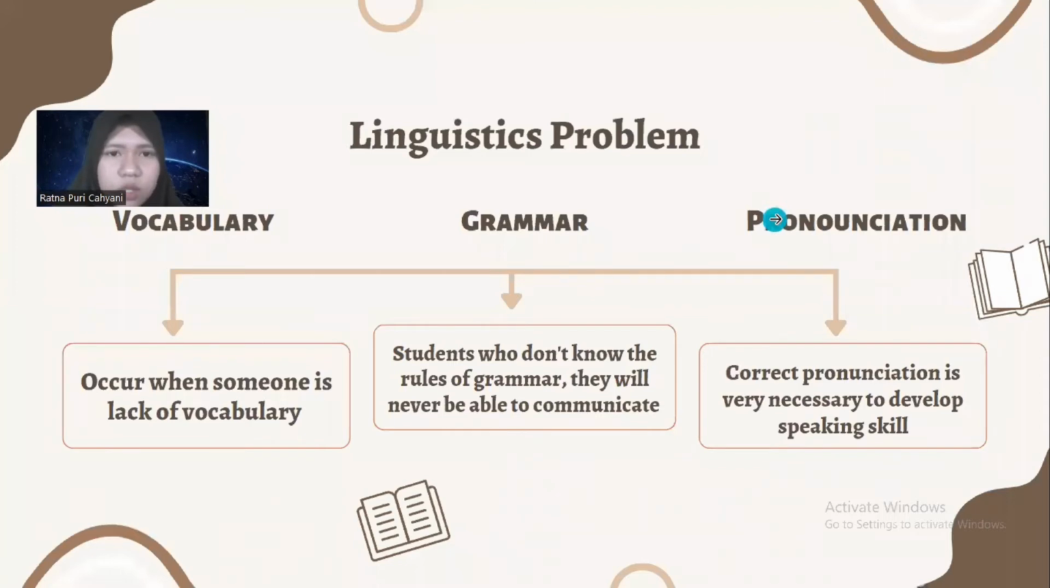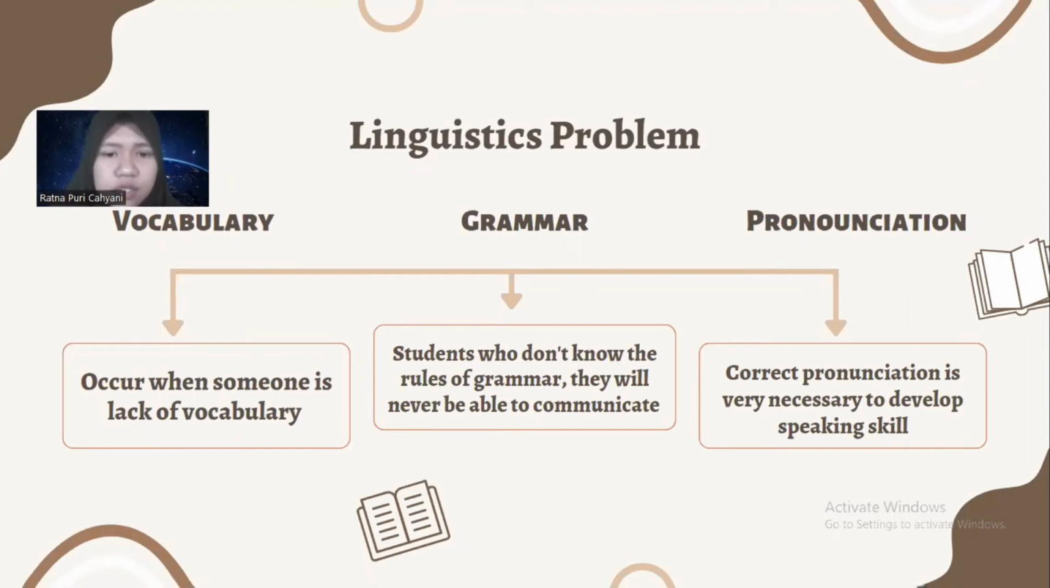Alright, so let's discuss linguistic problems. The first one is vocabulary. Vocabulary is an individual word or a set of words which have specific meaning. The problems of vocabulary occur when someone lacks the vocabulary needed to talk and doesn't know how to combine the vocabulary into good sentences. Students clearly know what they are going to say in their first language, but when they have to switch the language into the target language, such as English, they often get confused about how to combine and use the proper vocabulary needed.